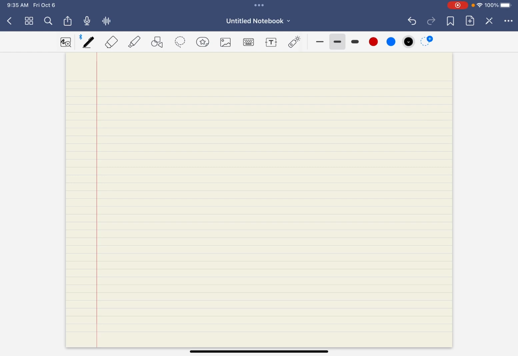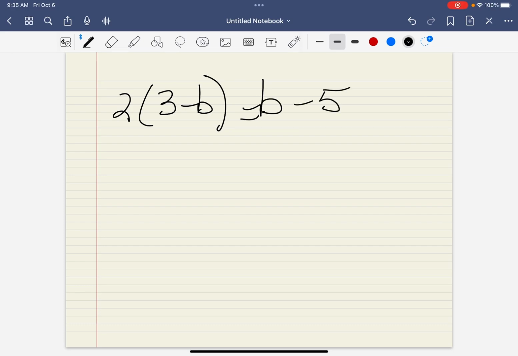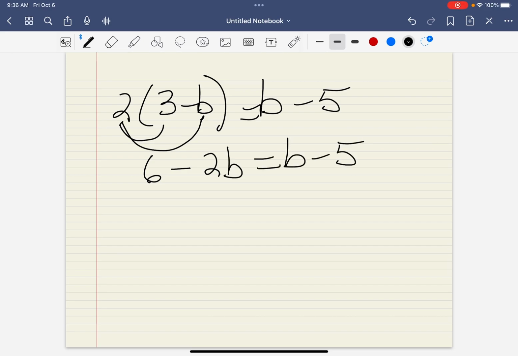So today we're on lesson 31, equations with parentheses. All we're doing is just adding another step to solving. The first example says 2 times 3 minus b equals b minus 5. So we're going to distribute this 2. 2 times 3 is 6, minus 2 times b is 2b. And now it's not any different than the ones that we've been doing in the past.